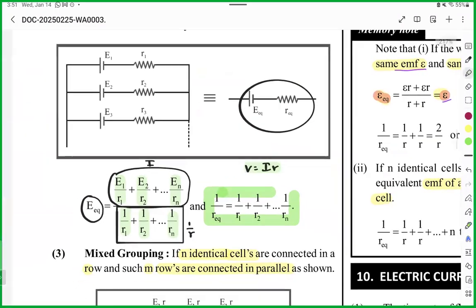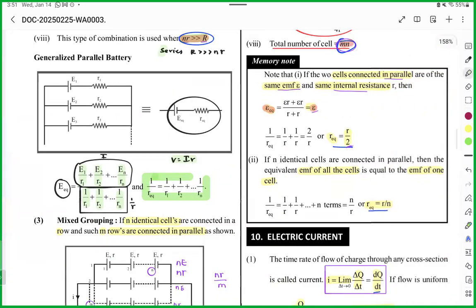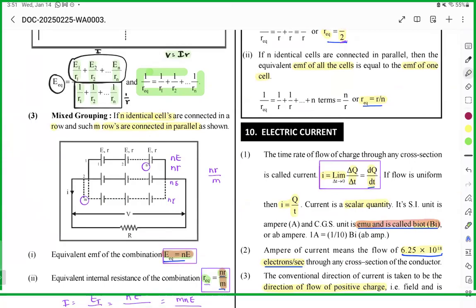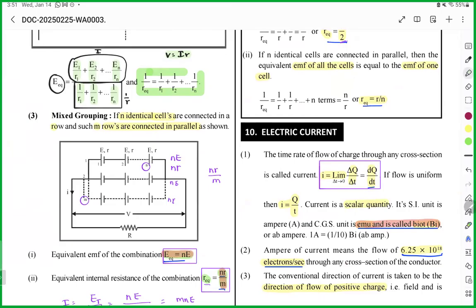So series-parallel combination is done. Mixed grouping is also there. You have both series as well as parallel. This kind of question is asked mostly in word problems, but you never know. If they want to ask a difficult question, they can ask like that. In this case, what happened? In series, you have N number of cells, each with internal resistance. Further, they are connected in parallel, M number of rows.